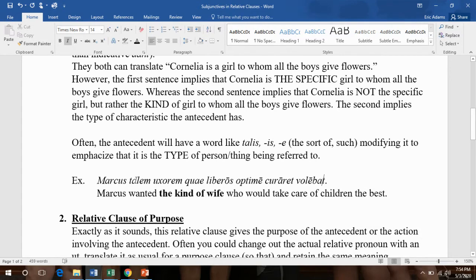Marcus wanted talem uxorem, the kind of wife, the sort of wife, such a wife, quae, and we have a subjunctive, curaret, an imperfect subjunctive that, of course, has a present infinitive plus an ending, who would take care of, who might take care of the children the best. And since we have a subjunctive, we are not referring to a specific wife, but the kind of wife, and it is showing the characteristic.